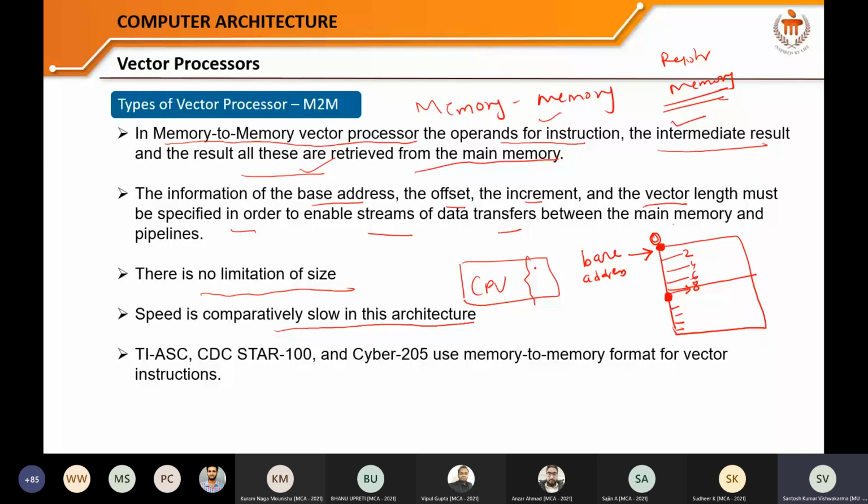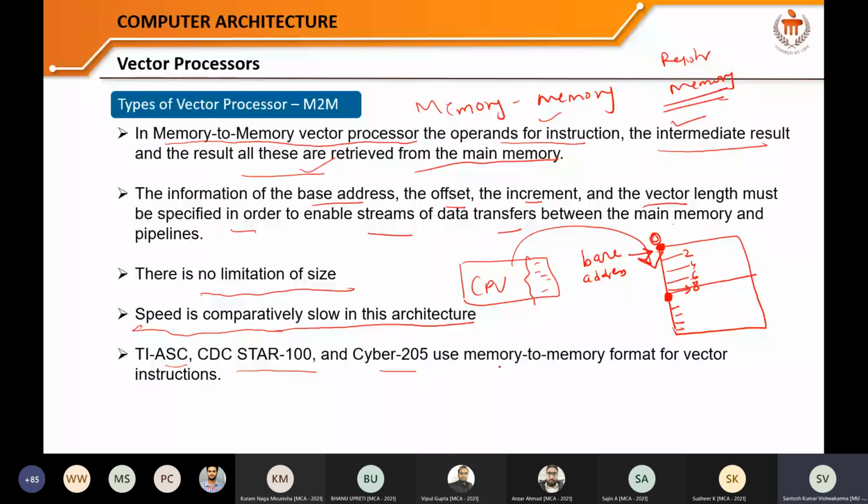But if you're interacting with the memory, it's quite slow. And this point has been discussed in depth in the previous session. Now there have been some examples of memory to memory vector processors, that is TI-ASC, CDC Star 100, Cyber 205. They use this memory to memory format for vector instructions.